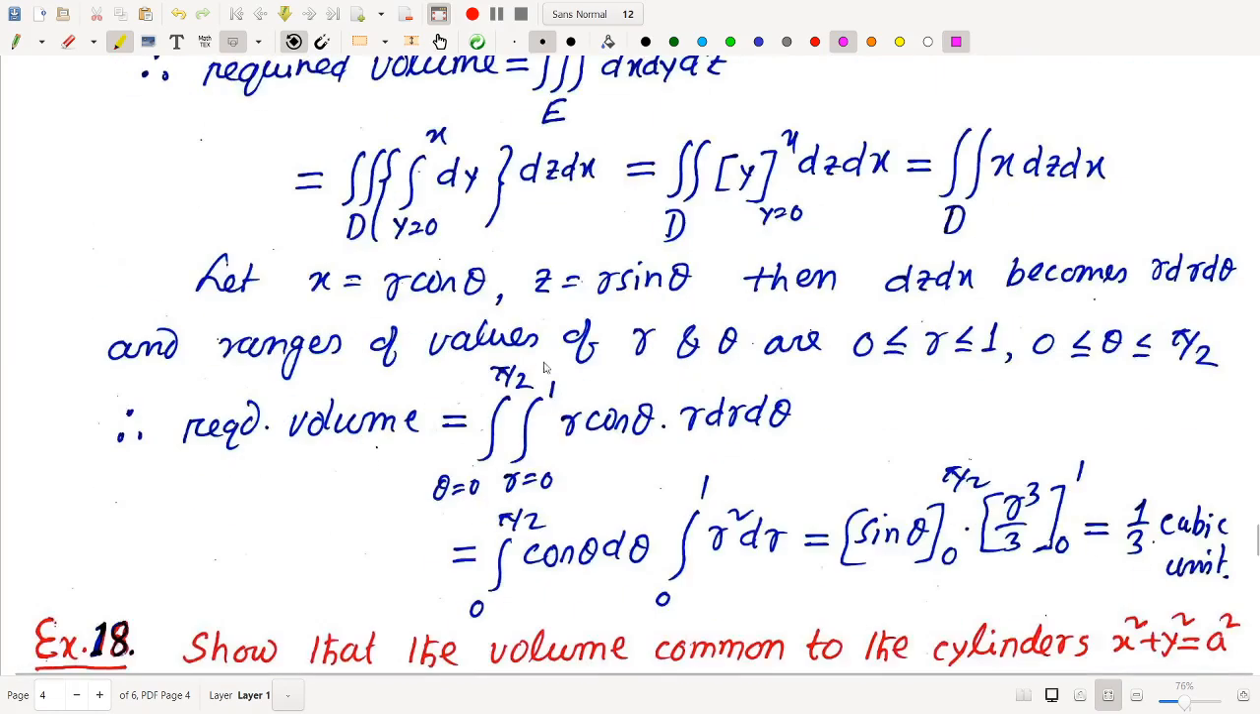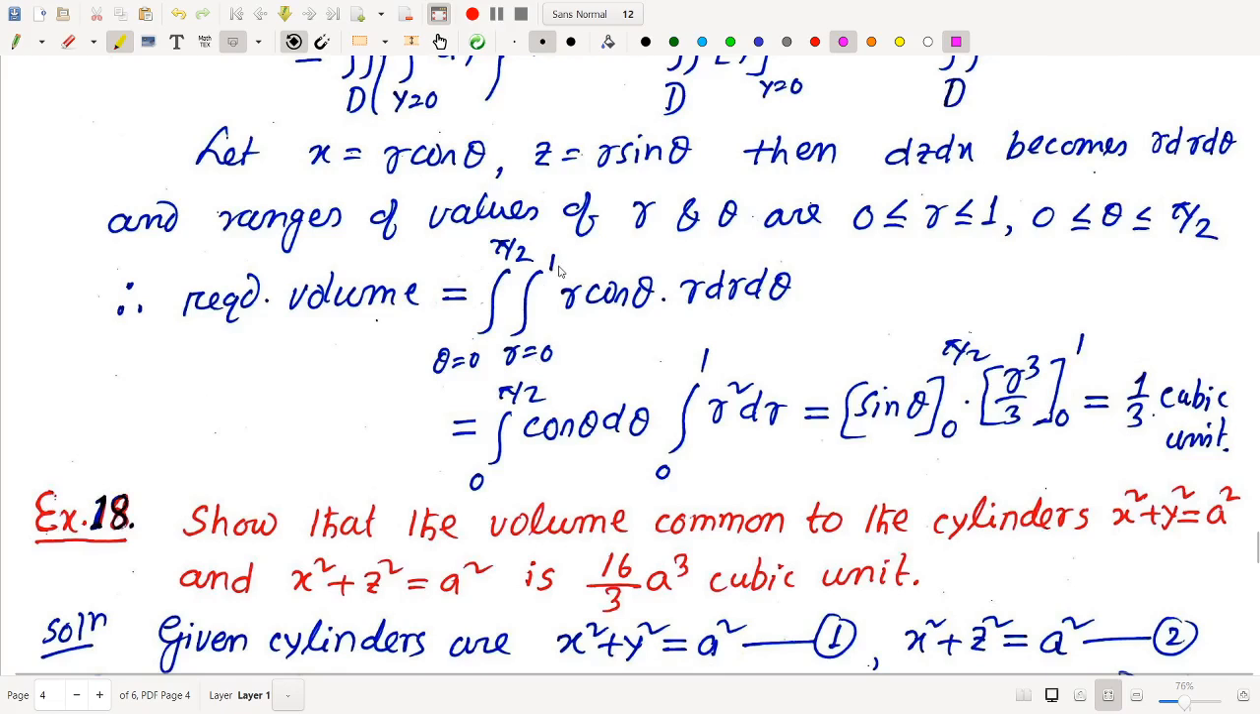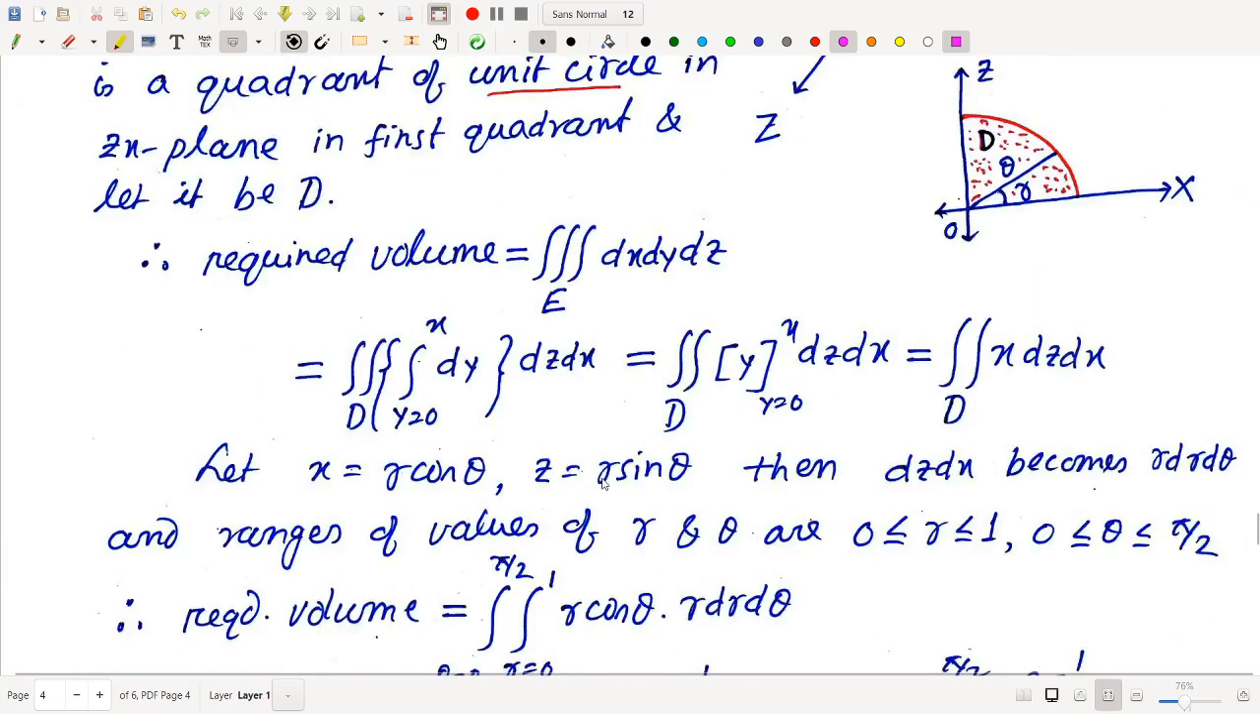Therefore the required volume is the integration from 0 to 1 for r, 0 to pi by 2 for theta, and x means r cos theta, dz dx means here r dr d theta. Therefore the limits are constant, so we can separately integrate 0 to pi by 2 cos theta d theta and 0 to 1 r square dr. The integration of cos theta is sin theta, and of r square is r cube by 3. Sin pi by 2 is 1, sin 0 is 0, r is 1, r is 0, so it is 1 by 3 cubic unit. So this is the volume of the region.